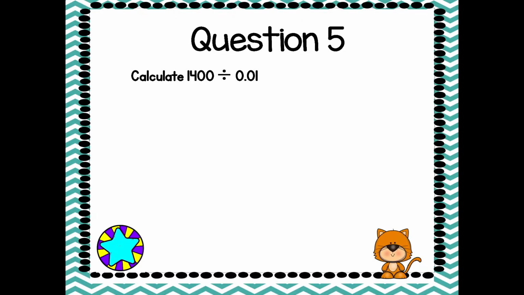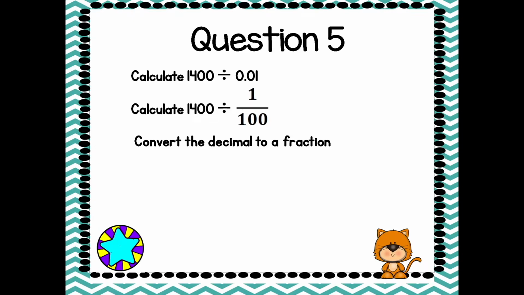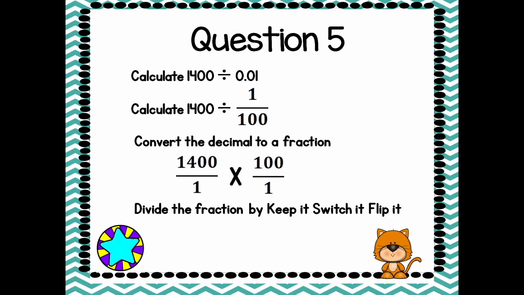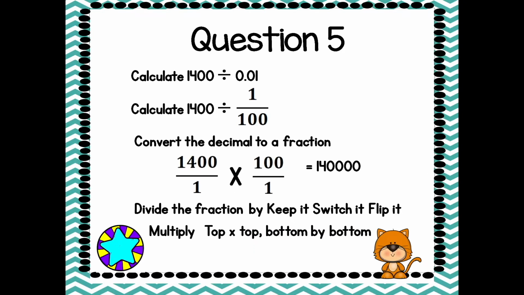Question 5, 1400 divided by 0.01. We can convert the decimal to a fraction. So the question becomes 1400 divided by 1/100th. We can treat this as a dividing fraction question and answer with the keep it, switch it, flip it method. Multiply the top by top, bottom by bottom. This gives the answer of 140,000.